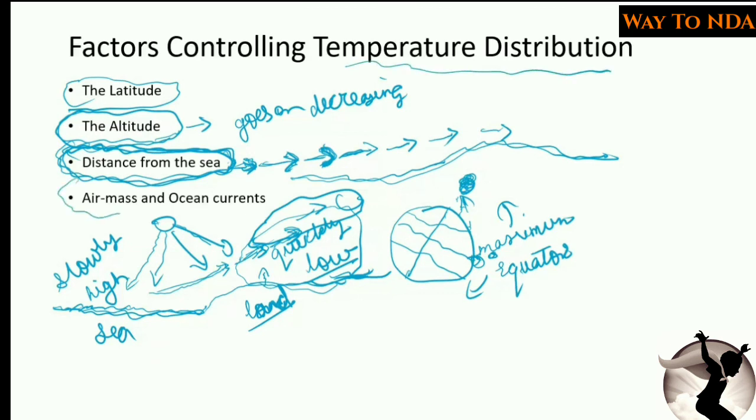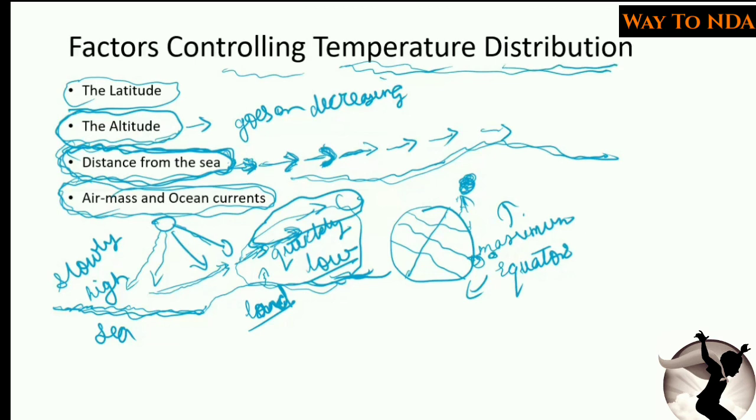Then again, the air masses and ocean currents. Ocean currents are also very important. There are various ocean currents which flow in the oceans and they also act on the coastal regions, and they determine the temperature, climate and weather of the coastal areas. We have two types of ocean currents, warm currents and cold currents, and these also play an important role in controlling the temperature distribution.